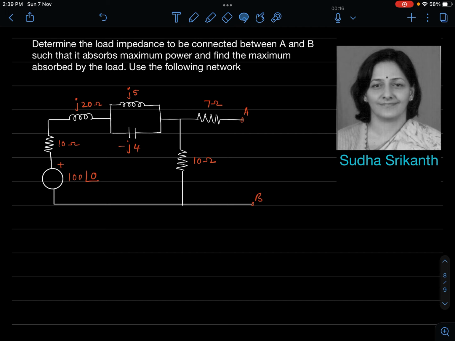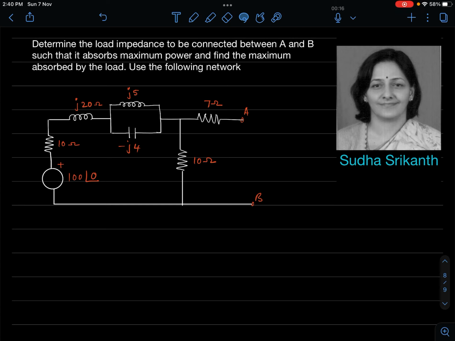This problem is about the maximum power transfer theorem, which happens to be one of the important theorems in network analysis. I have done videos on the superposition theorem, Thevenin's theorem and Norton theorem. Now, in the series of problems on theorems, I have taken up this particular problem about the maximum power transfer theorem. If we read the problem, it says: determine the load impedance to be connected between A and B such that it absorbs maximum power, and find the maximum power absorbed by the load. Use the following network.